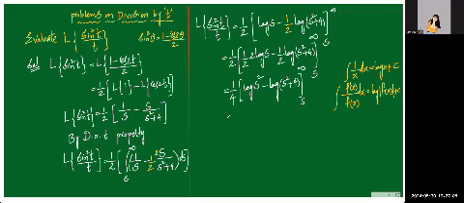This is equal to 1 by 4. This is log a minus log b. Log a minus log b can be written as log a by b. The limits are s to infinity. Correct?